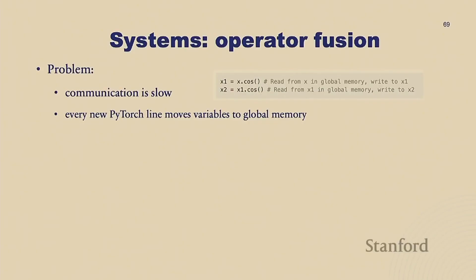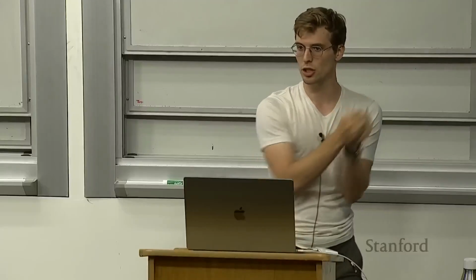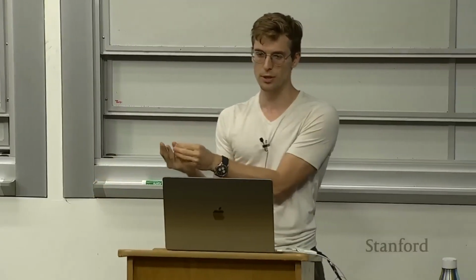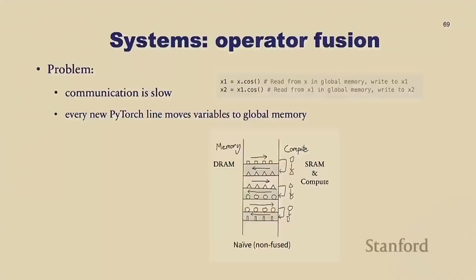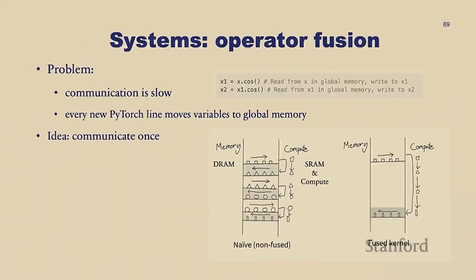x1 = x.cos(), and then you do x1.cos(), what is happening behind the scenes is that you take the x, which is data, you ship it to the actual processors of your GPU, you apply the cosine, you ship it back to the main memory of your GPU, and then you see the next cosine, you ship it back to the GPU processor, you apply another cosine, and you ship it back again. Another way to see that is that you go from your DRAM, which is your global memory in your GPU, and you ship it to compute, you ship it back for every line. This is a naive way of doing it. This seems very wasteful. So the simple idea of operator fusion is just communicate, do all the computation, ship it back once. And this is exactly what fused kernels are.